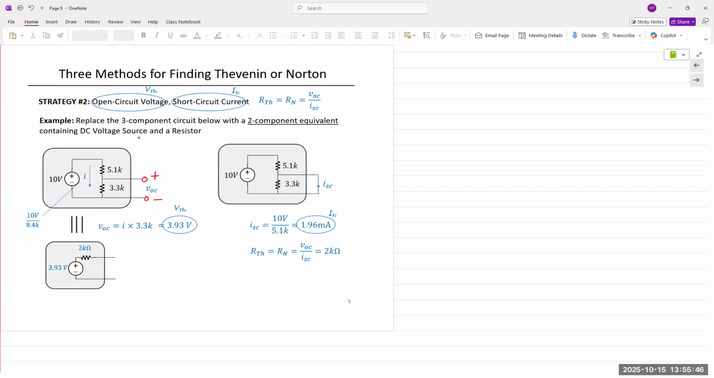And then for the short circuit current, the Norton current, we short out these two terminals. If we chose plus and minus on the left, we need to keep the same polarity. So the short circuit current would actually flow down. So it's flowing down.